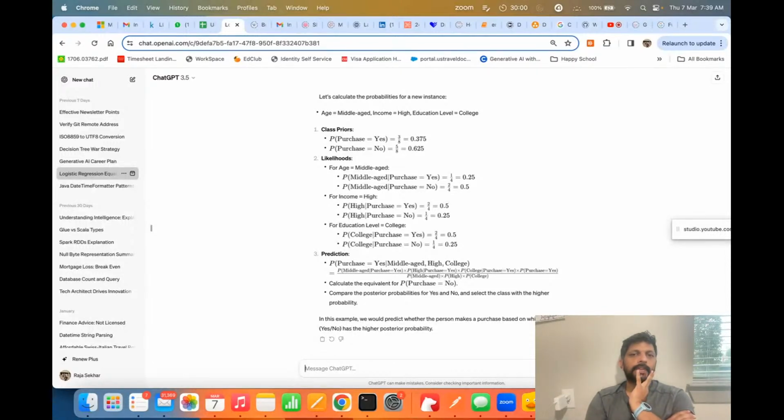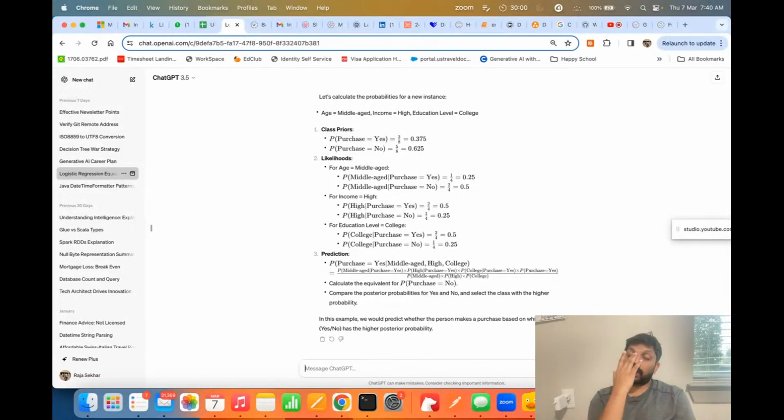Prediction: P(purchase equal to yes) for middle age, high, college will be P(middle age) into P(high) into P(college) into P(purchase equal to yes), divided by P(middle age) into P(high) into P(college), and equivalently for purchase equal to no. Compare the posterior probabilities for yes and no and select the class with the higher probability. You predict whether the person makes a purchase based on which class.